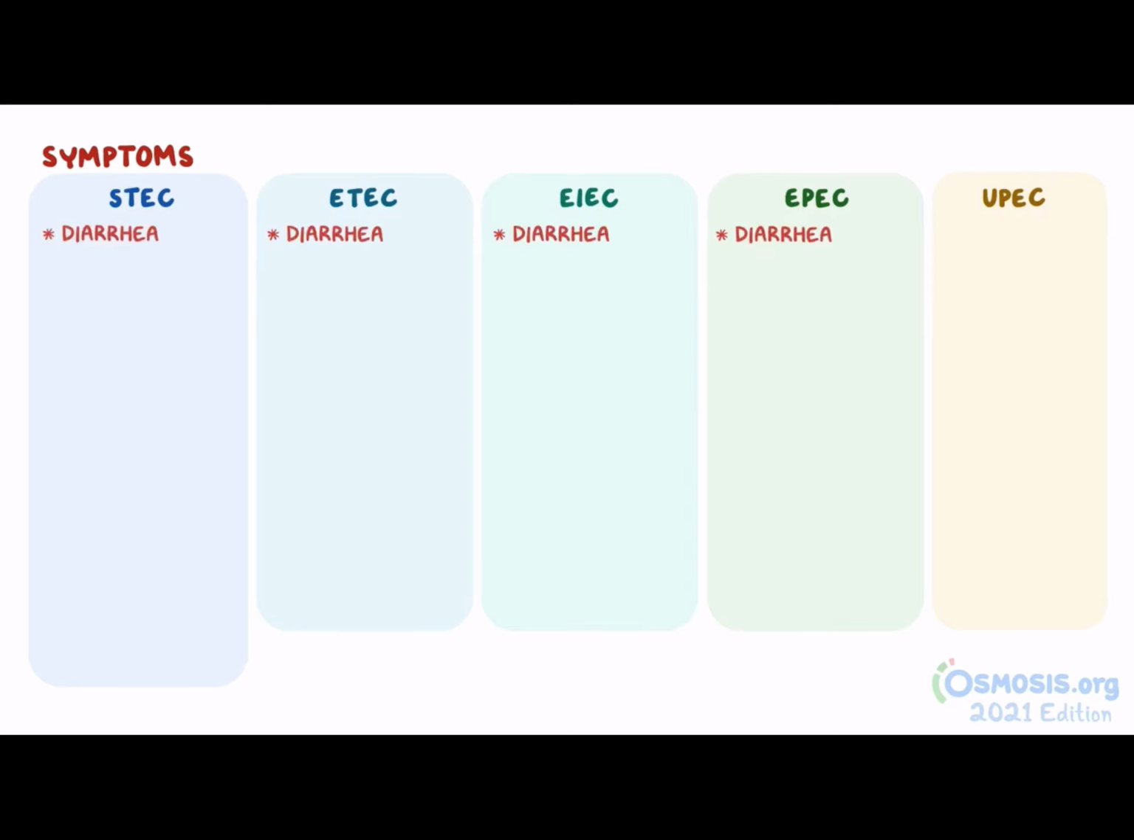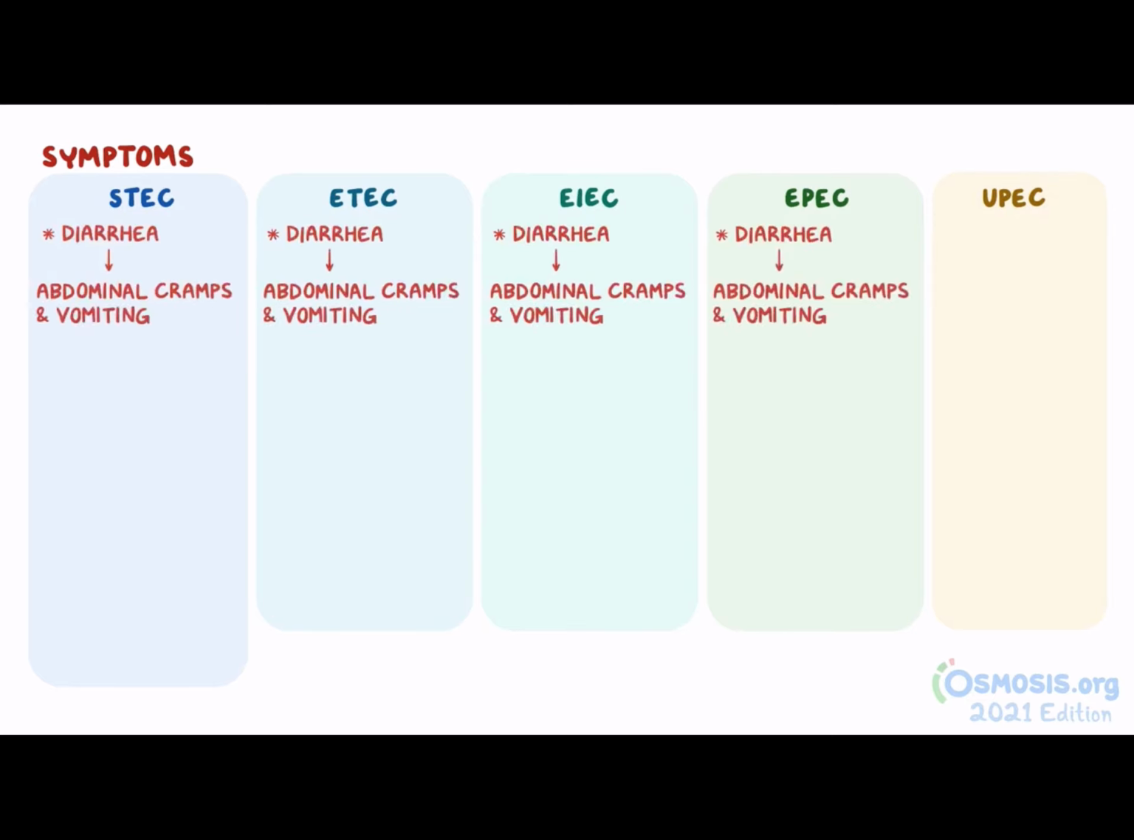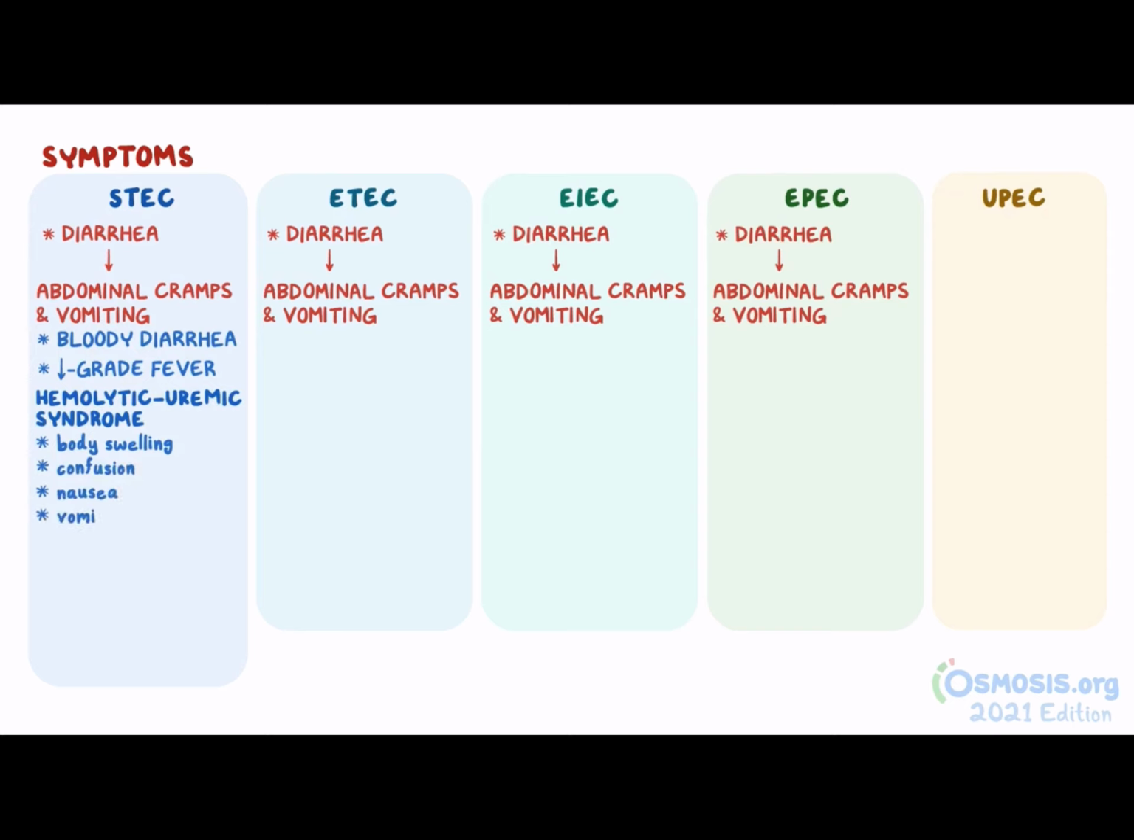Symptoms depend on the disease and the infecting pathotype. So right off the bat, all pathotypes except for UPEC cause diarrhea and are associated with abdominal cramps and vomiting. With STEC, there's bloody diarrhea, and there may be a low-grade fever. If things progress to hemolytic uremic syndrome, there may be body swelling, confusion, nausea, and vomiting. In addition to that, there can be paleness of the eye's conjunctiva due to anemia, jaundice that results from buildup of bilirubin that result from hemolysis, diarrhea, and abdominal pain.